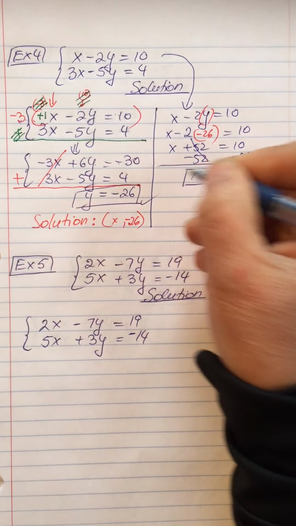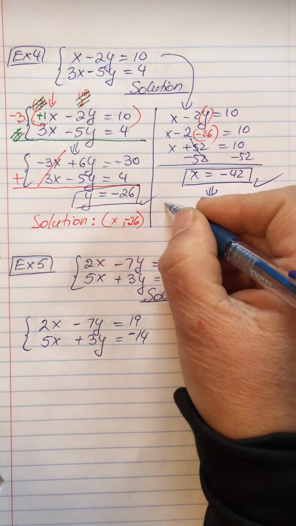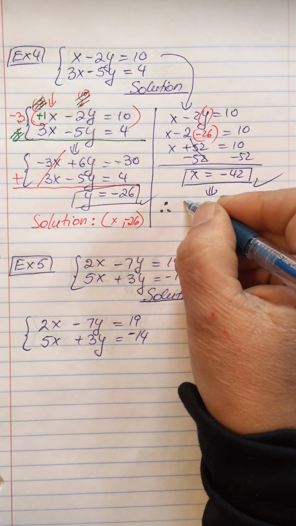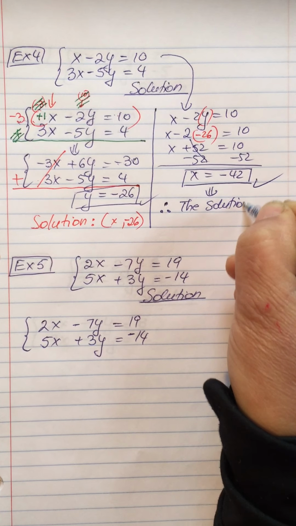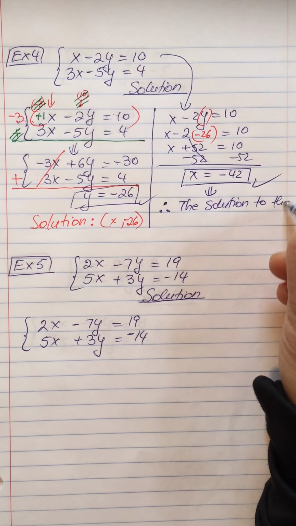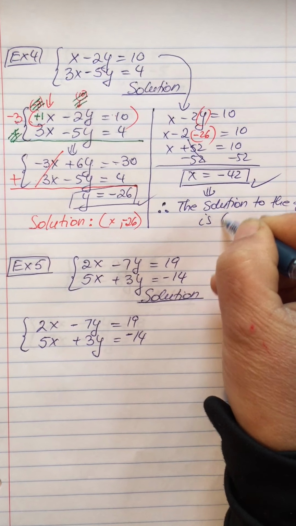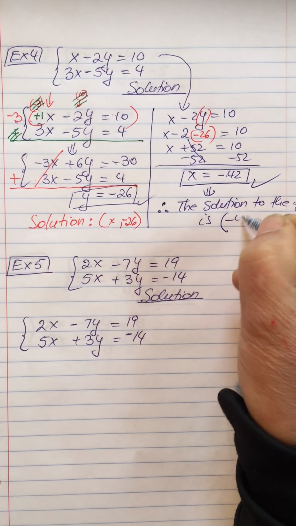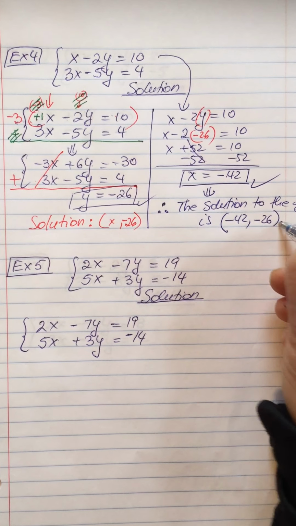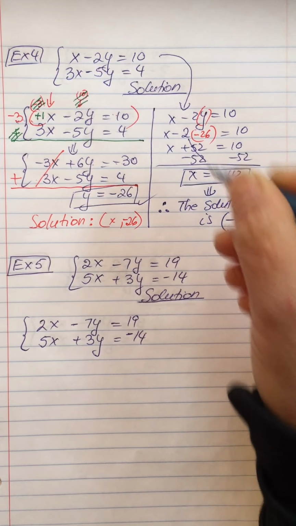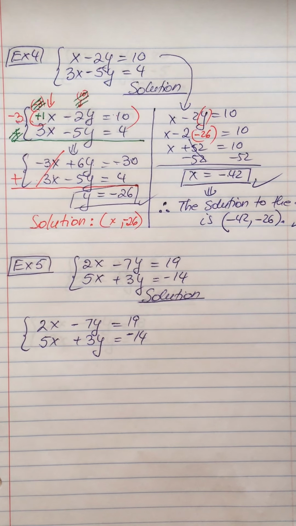So I have both coordinates of the solution found, and I have to write the statement now. The solution to the system is, in order: first x, negative 42, and second y, negative 26. So this solution will make my system true, and it is the only one.